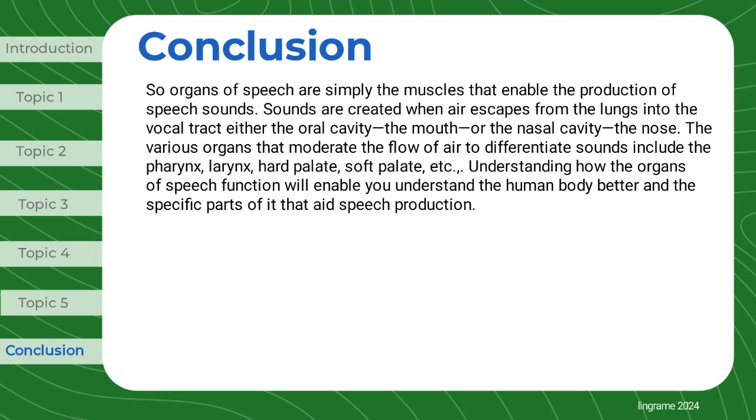Sounds are created when air escapes from the lungs into the vocal tract, either the oral cavity, the mouth, or the nasal cavity, the nose. The various organs that moderate the flow of air to differentiate sounds include the pharynx, larynx, hard palate, soft palate, etc. Understanding how the organs of speech function will enable you understand the human body better and the specific parts of it that aid speech production.